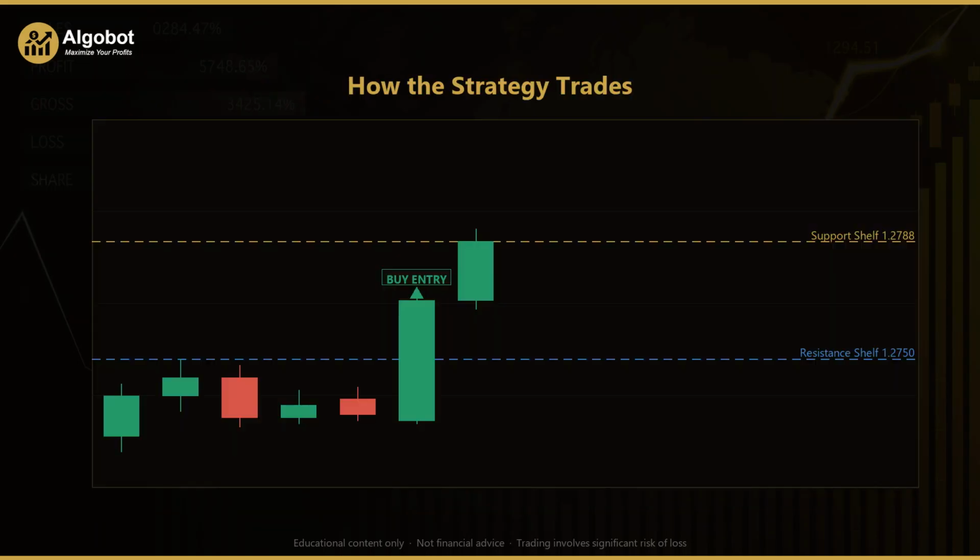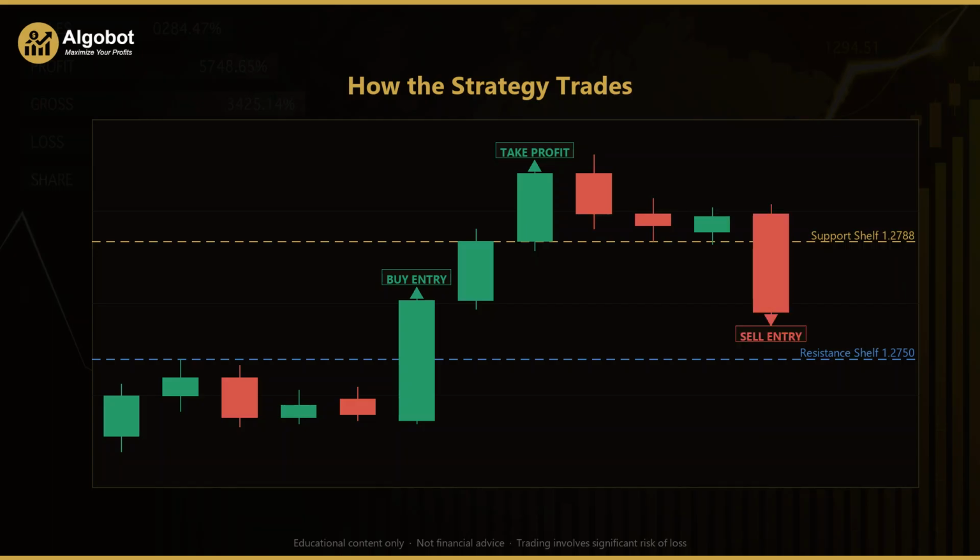Let's walk through this illustration candle by candle and watch both a long trade and a short trade unfold. Remember, the strategy uses no oscillator at all. The two dashed lines you see are pure price structure. The blue resistance shelf at 1.2750 and later the gold support shelf at 1.2788.